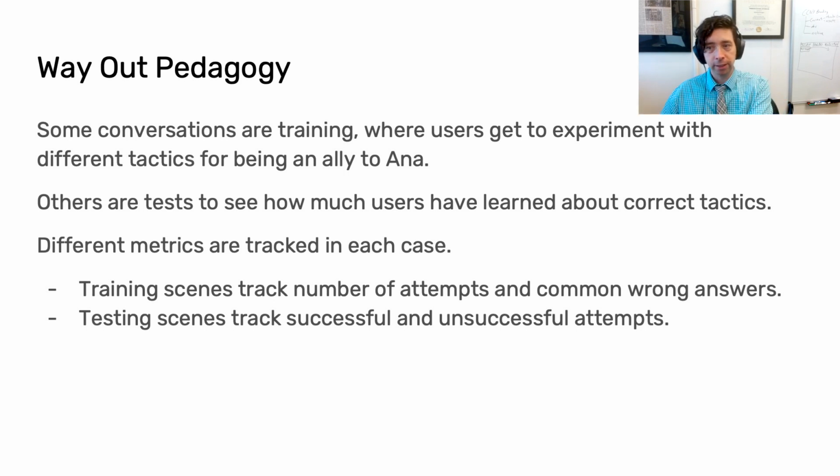As we're doing this in Way Out, the conversations actually serve two purposes. Some of the conversations are training. We're not expecting users to know anything about empathy or allyship. Actually, the reason we're making this game is because allyship is often very wrong even when people are trying to be helpful. So we want some of these conversations to just be opportunities to experiment with that.